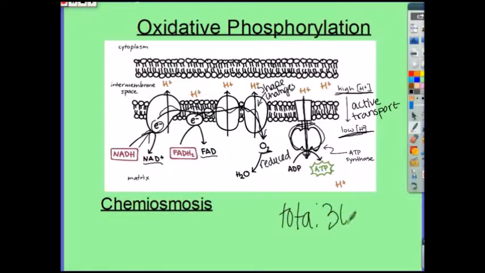This process yields the most amount of energy, or ATP, with a total of around 30 ATP per molecule of glucose.